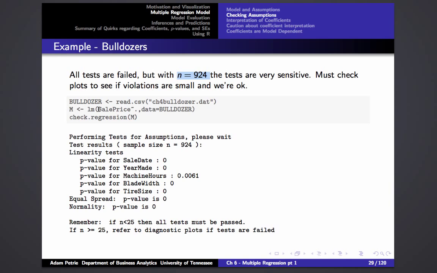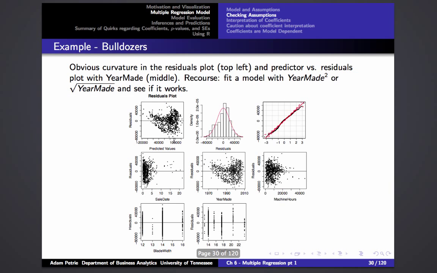So when I try to predict the sale price from all of the variables in the data set, that's what the twiddle dot does, I can check the regression. I have 5 different predictors, and it looks like, oh, I fail everything. All of the tests for linearity are failed for each different predictor variable, and the test for equal spread and the test for normality are all failed. Okay, it's a big data set. I kind of expected that. Let's see if those violations are big, or if they can be small enough to be ignored.